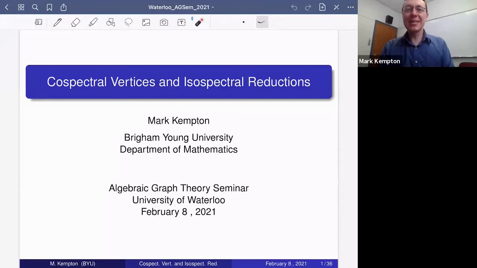Like Max said, I'm going to talk about cospectral vertices and isospectral reductions. If you have been attending other talks in this seminar, you've probably seen cospectral vertices show up a number of times. So I'm going to talk about a connection between cospectral vertices and another tool called an isospectral reduction, and talk about some ways that could potentially be useful.